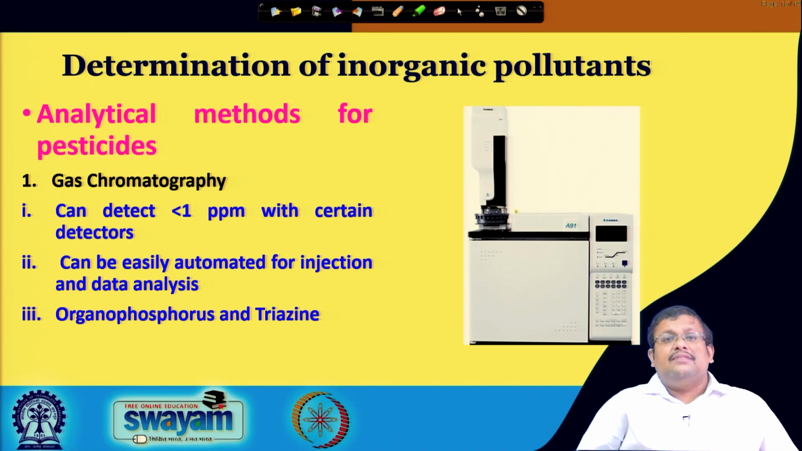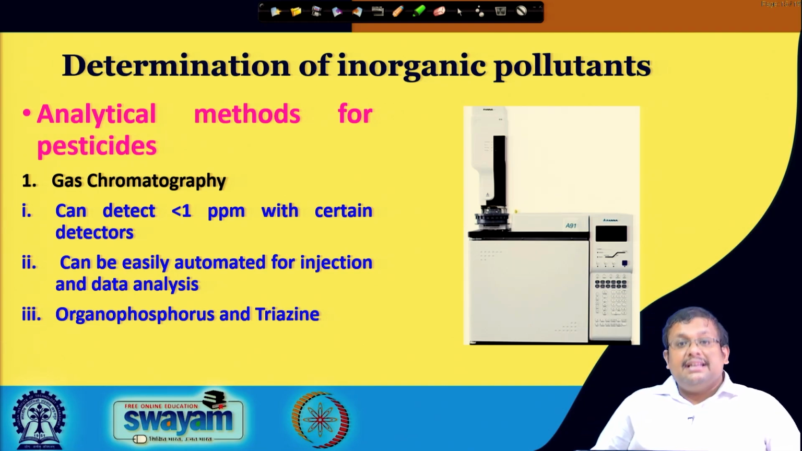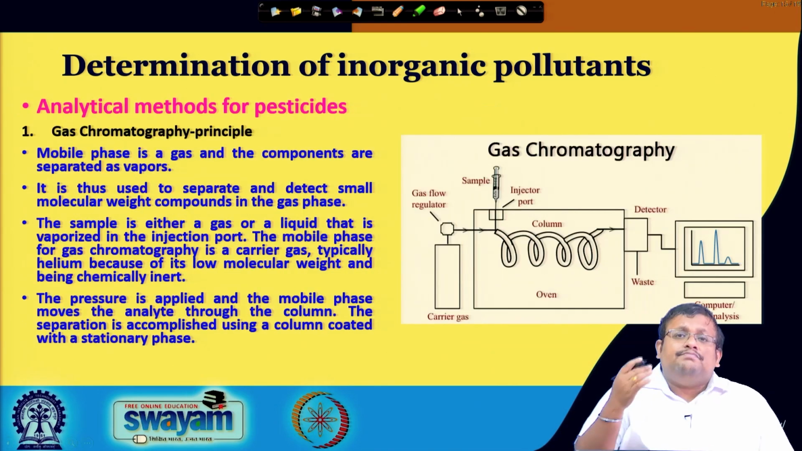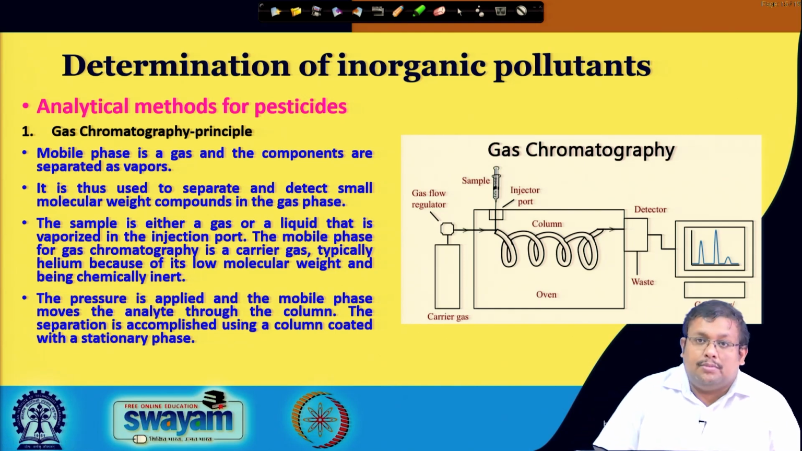Now, this gas chromatographic method can detect less than 1 ppm with certain detectors. It has different types of detectors like TCD detector, ECD detector, FID detector, which we will discuss. It can be easily automated for injection and data analysis, and it has been used for measurement of different pesticides like organophosphorus and triazine, etc. So, let us see the principle of gas chromatography.